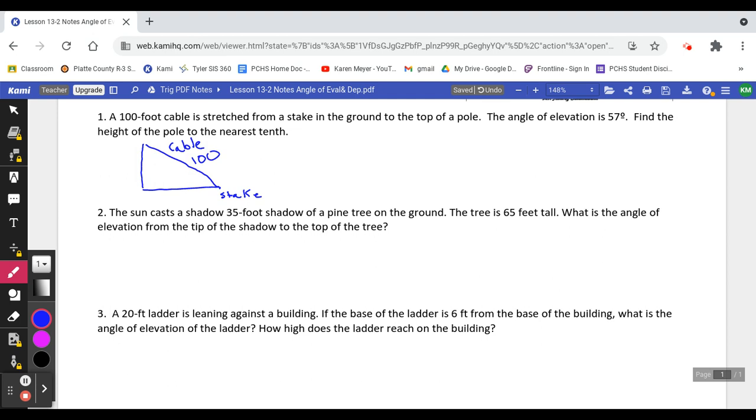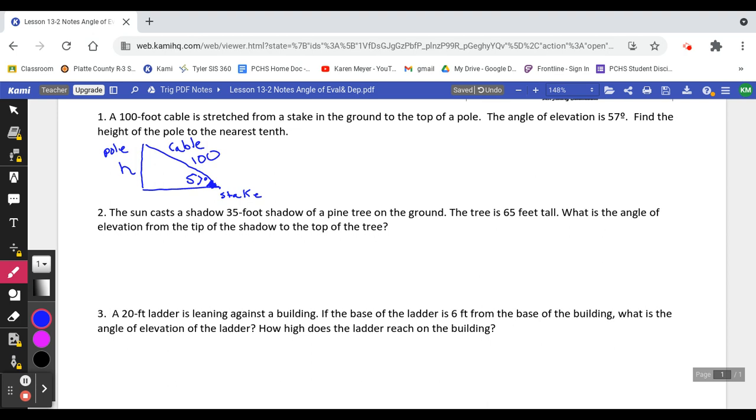Remember, angle of elevation is when I look up. So I'm looking up from the stake to the top. Is everyone good with the bottom angle by the stake being 57? Our job is to find the height of the pole. This side over here is my pole, so I'm just going to use H for height.